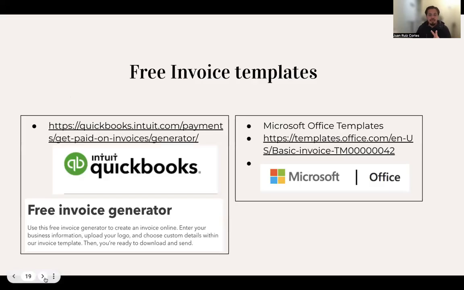Here are two links that I have used in QuickBooks to generate your invoices. There are templates. These are free and very user friendly.